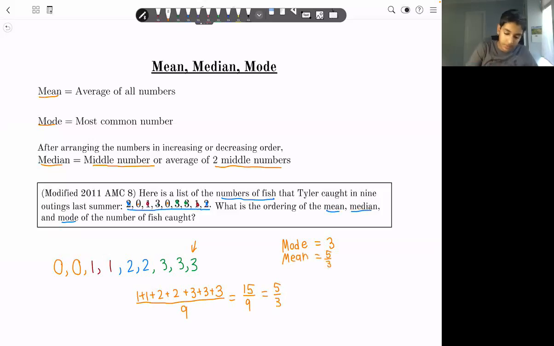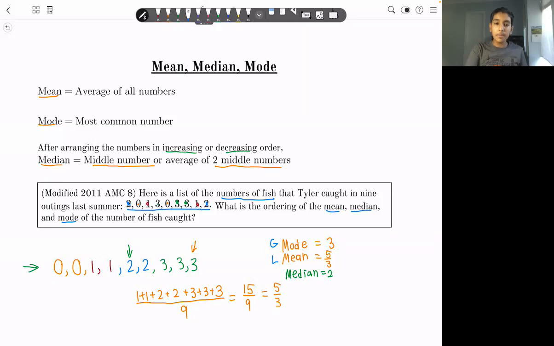And now we're left to find the median. So there are 9 numbers in the list. So the median is going to be the 5th one, because now that we have it ordered, in increasing or decreasing order. And this is in increasing order, so we're good. So it's just going to be the 5th element, which is going to be this 2 here. So that means we have median equal to 2. So now we can very easily see that the mean is going to be the least, and the mode is going to be the greatest. So the ordering is going to be mean, median, mode.